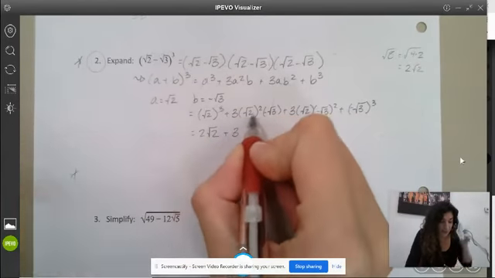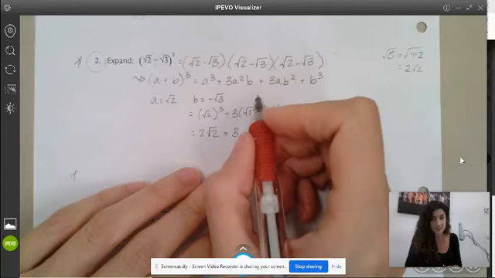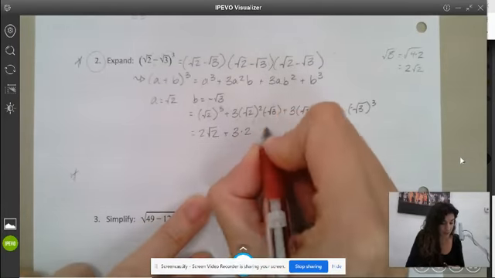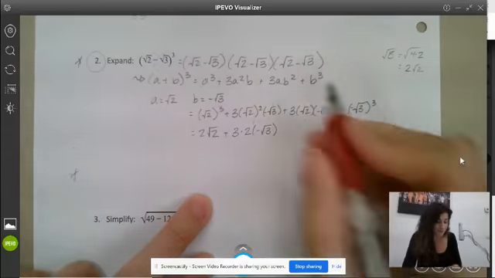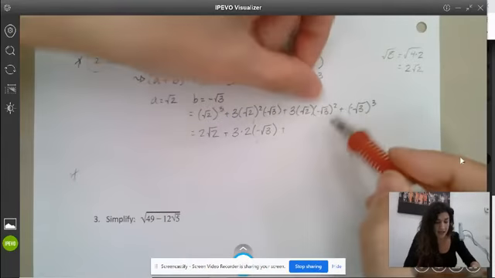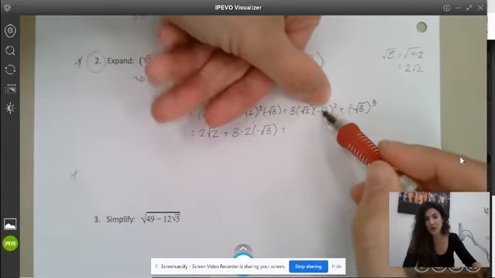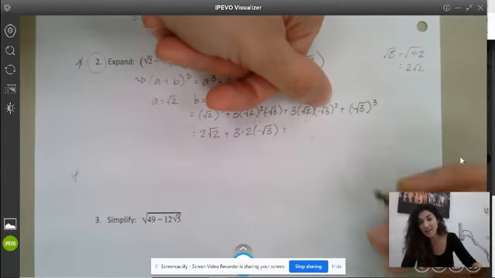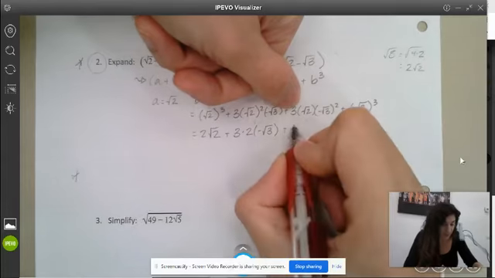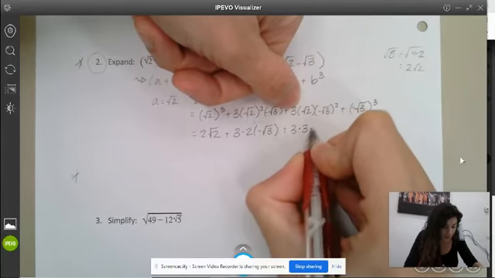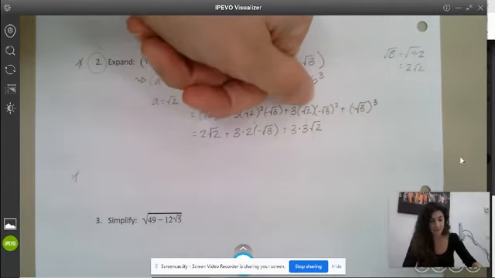Plus, then we've got 3, and then square root of 2 squared is just 2. So it's going to be 3 times 2 times negative square root of 3, plus negative square root of 3 squared. That negative now becomes positive. Square root of 3 just becomes 3. I'm going to multiply it to my 3 out here, and I've still got a square root of 2 hanging on.